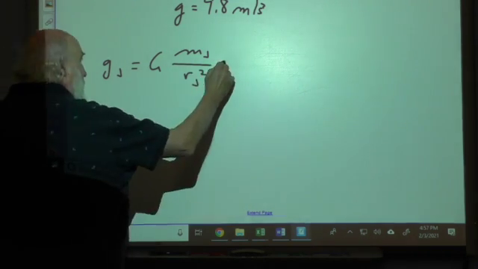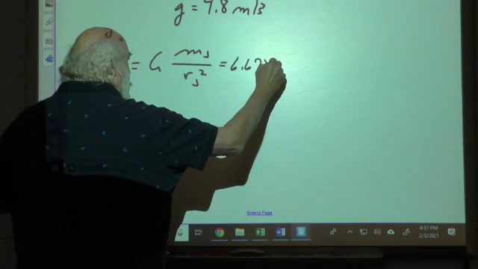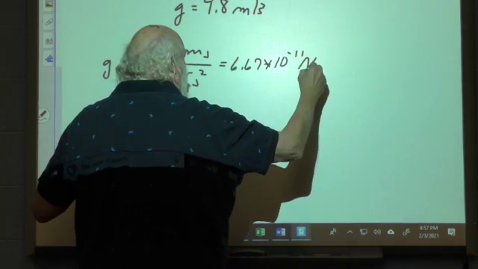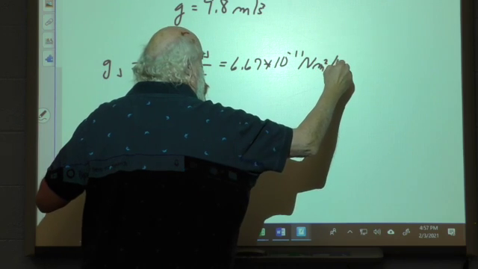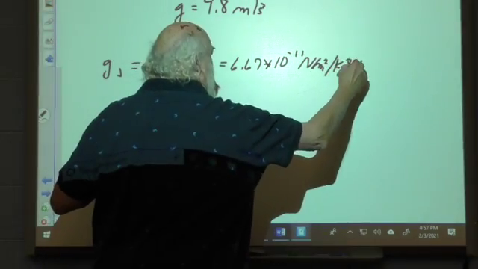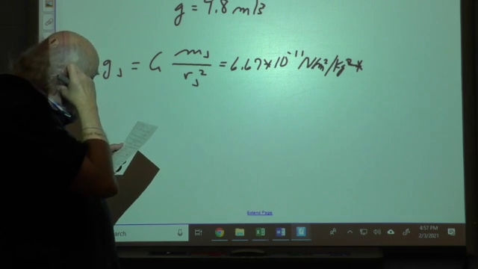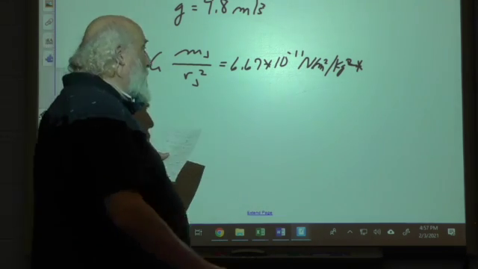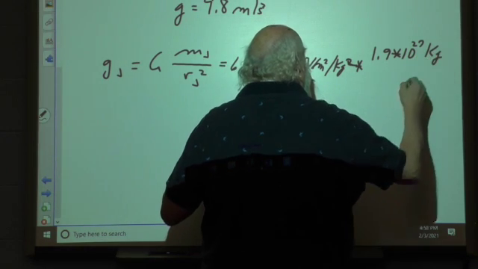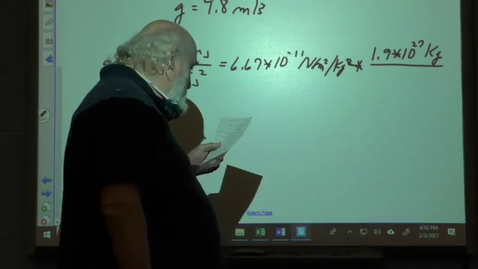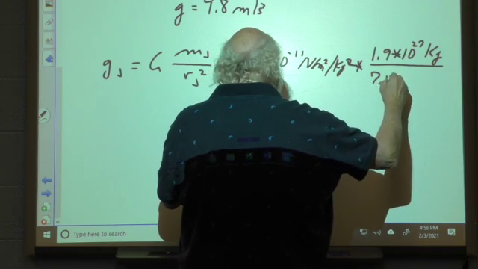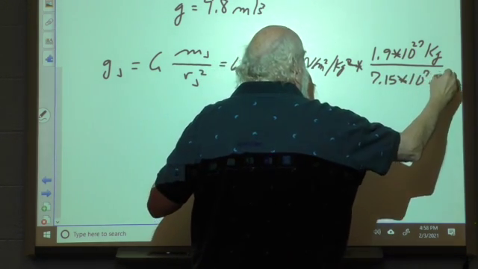So, 6.67 times 10 to the negative 11 newton meters squared per kilogram squared, times the mass of Jupiter, which I looked up, is 1.9 times 10 to the 27th kilograms, over the radius of Jupiter, which is 71,500 kilometers, or 7.15 times 10 to the 7th meters, and that's going to be squared.